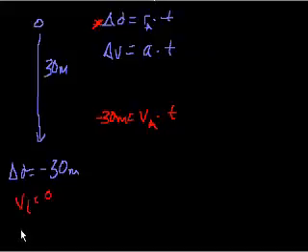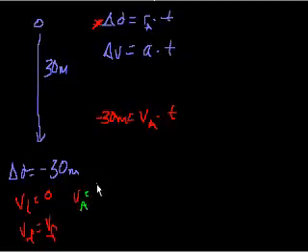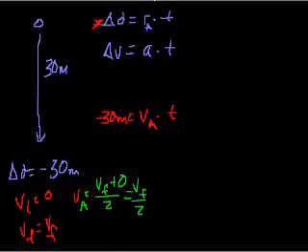Vi is 0. The final velocity is, well, the final velocity. We don't know that yet. So what's the average velocity going to be? It's going to be the average of these two numbers. The average velocity is going to be the final velocity plus the initial velocity over 2, which equals Vf over 2, right? So let's put that into our formula. Minus 30 is equal to the average velocity, which is the final velocity divided by 2, times time.